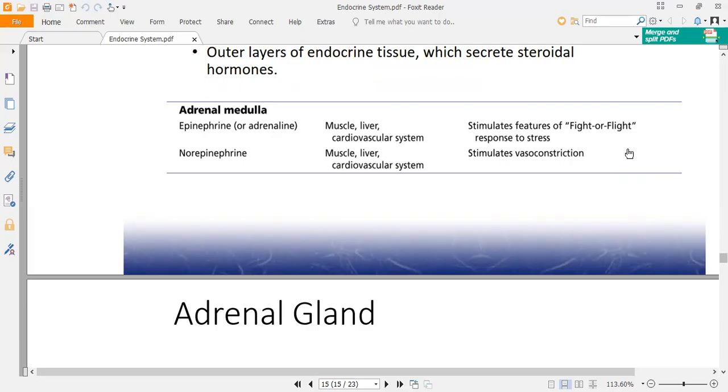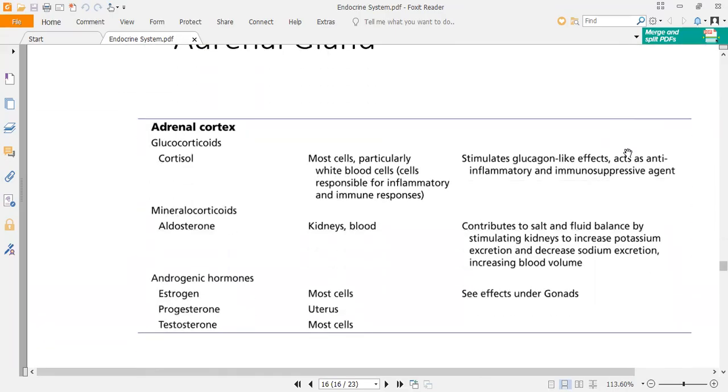Now, when you talk about the adrenal cortex, it produces what we call the glucocorticoids, or cortisol. Most cells are its target. What does it do? It stimulates glucagon-like effects and acts as an anti-inflammatory and immunosuppressive agent. Then there are mineralocorticoids, or aldosterone, targeting the kidneys and blood. Aldosterone targets the reabsorption of sodium, and hence water also follows. I think this is in the distal tubules of the nephron.